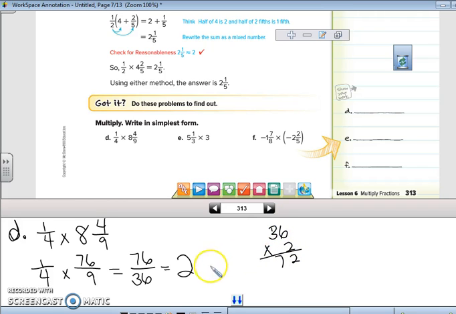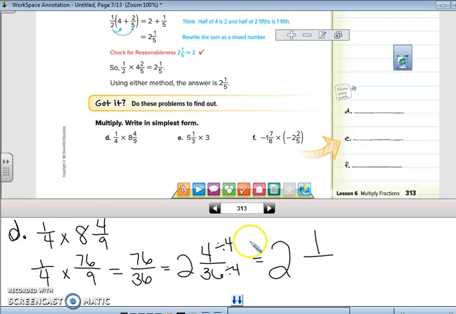Yep, okay. And then 4 left over, keep the 36. And then finally, I am going to simplify. So 4 can go into both of those numbers. Remember to keep your whole number. 4 divided by 4 is 1. 36 divided by 4 is 9. So 2 and 1/9. I'm going to go ahead and erase that one so I can work out letter E.